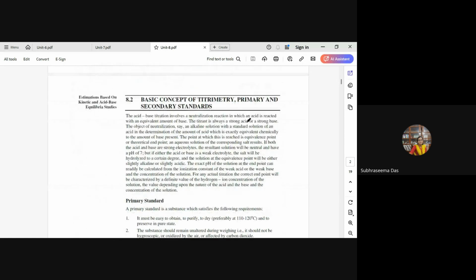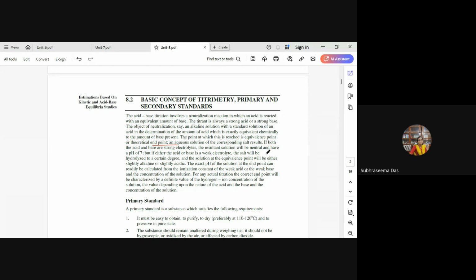So first is the basic concept of titrimetry and the primary and secondary standards. Whenever an acid base titration is involved, a neutralization reaction is followed because the acid reacts with an equivalent amount of the base. The point at which this neutralization is reached is called the equivalence point, or what we call the end point of this solution, and we see a subsequent change in the solution.